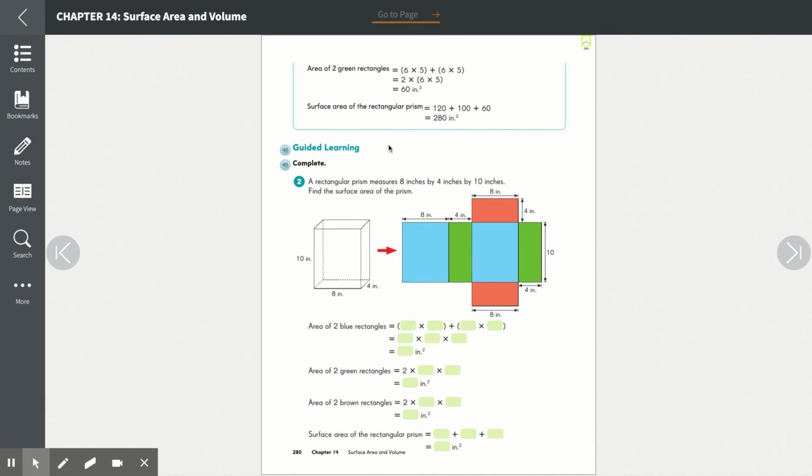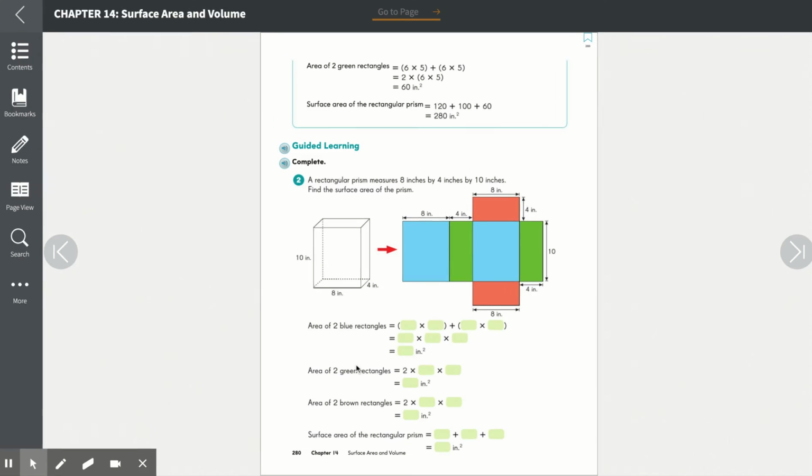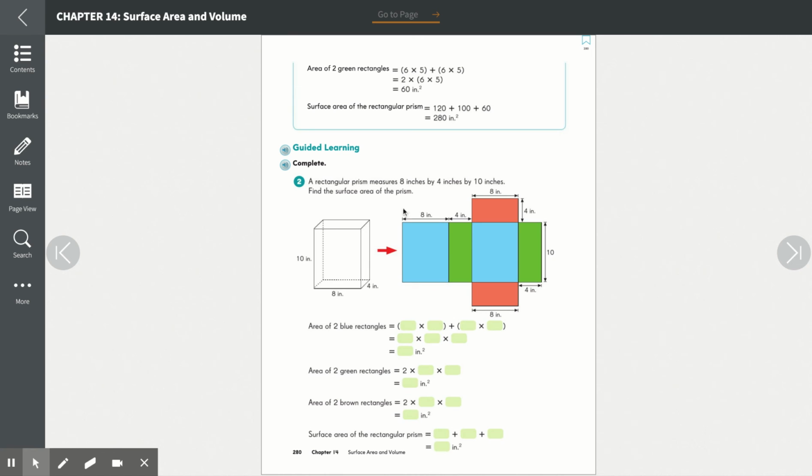And the area, finally, of the green rectangles, if one side is 6 inches and the other side is 5, we would have that twice. So 2 times 6 times 5. We know that 6 times 5 is 30. 2 times 30 is 60. So it's 60 inches squared. So to find the surface area of that rectangular prism, we're going to add the sum of all the sides. So we have 120 plus 100 plus 60 equals 280 inches squared. And again, we're going to do a lot of practice in the workbook and on IXL, so we're not going to go through these examples right now.